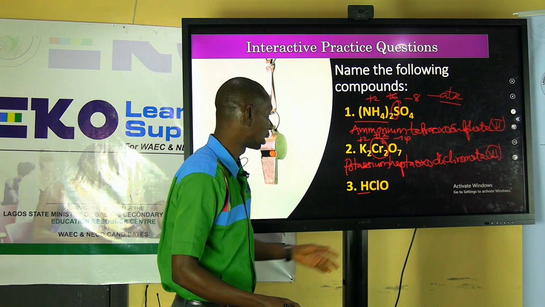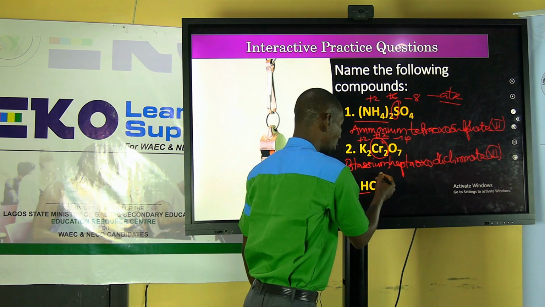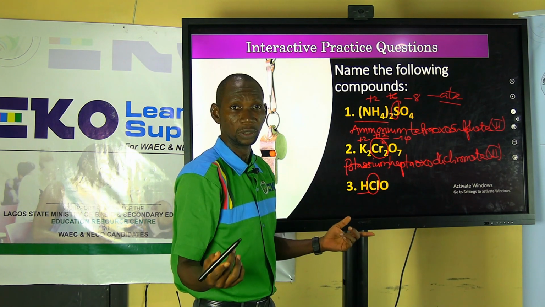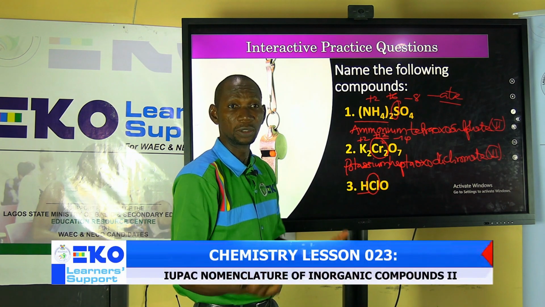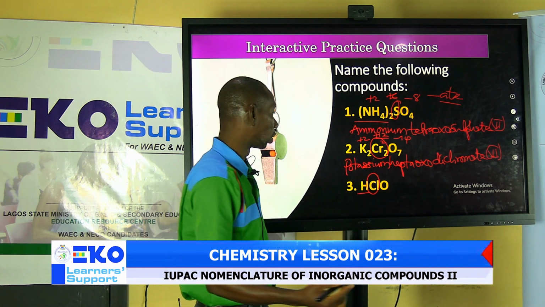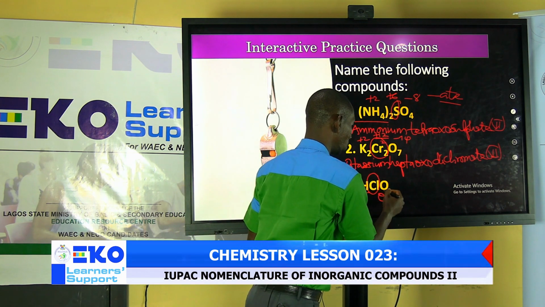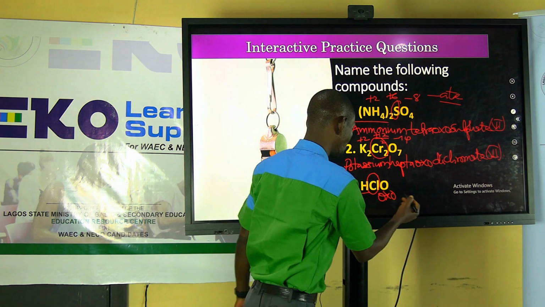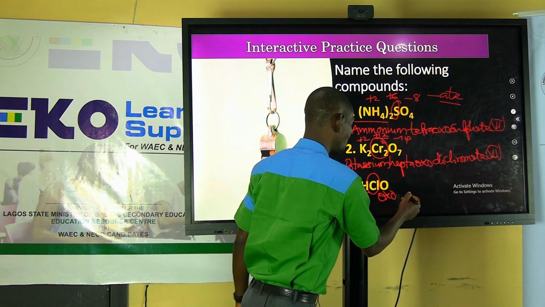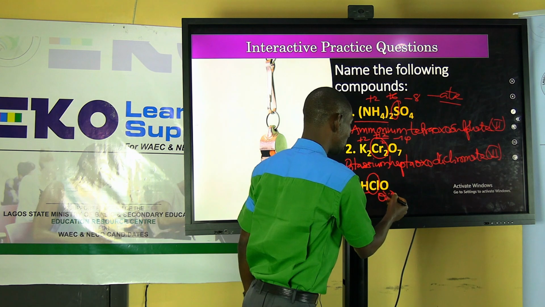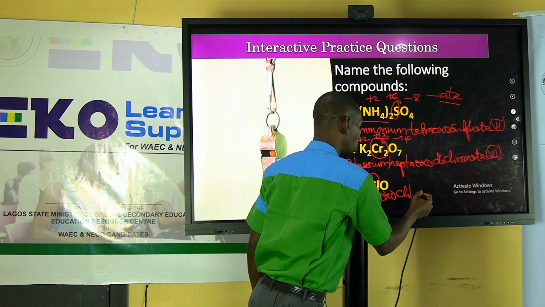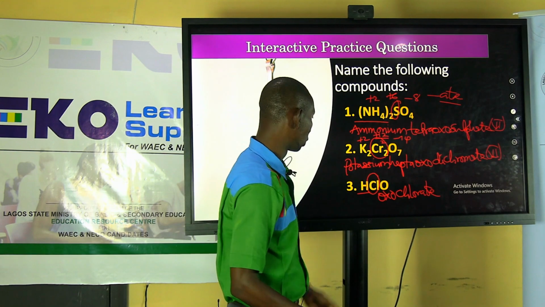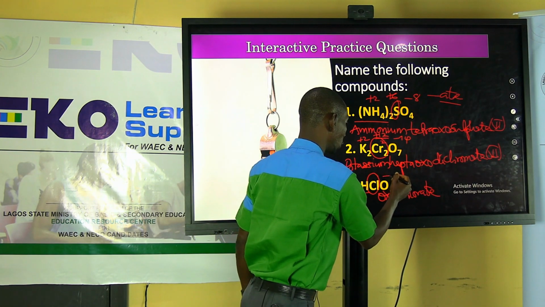So skip that part, leave the middle element, which is the chlorine, go to the oxygen. How many oxygen are there? Just 1. So you can decide to say monooxo, or just simply oxo, because we know that 1 is oxo. So we can remove the mono, that is oxo, and then the middle element is what? Chlorine, and that changes it to what? To chlorate, oxochlorate.